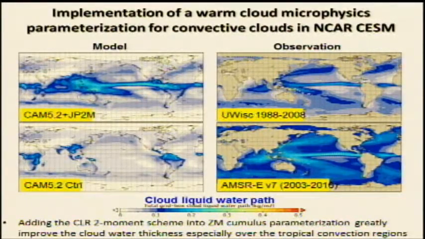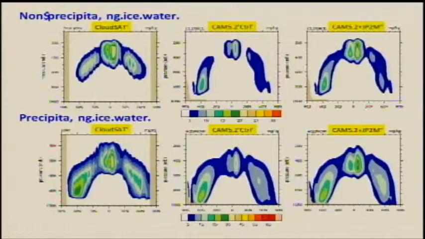And this is the observed cloud liquid water path, okay, the observation. I don't know which one is more correct. But this is the control run with the original CAM5. And this is the one including our parameterization. You can see the liquid water path is much improved in the tropics. And also the ice is improved. This is the CloudSat representing the observation. This is without, the original scheme. This is our modified scheme. You can see the ice, especially in the tropics, improved quite a lot. Okay.